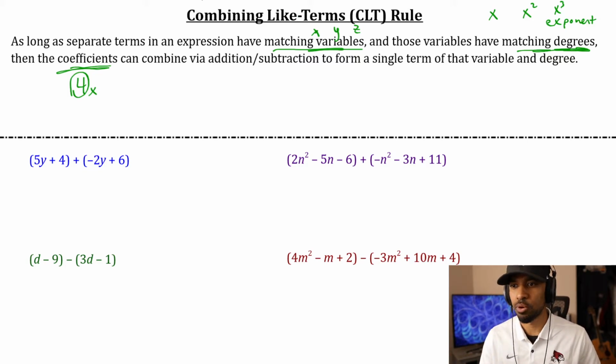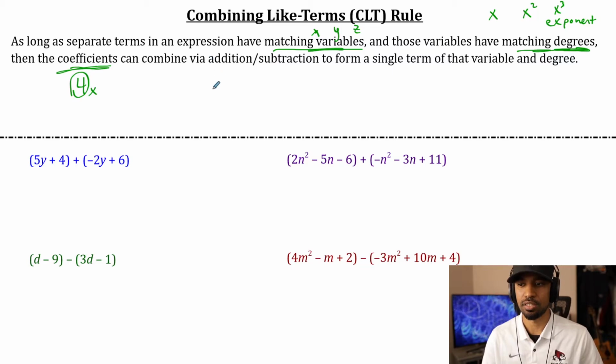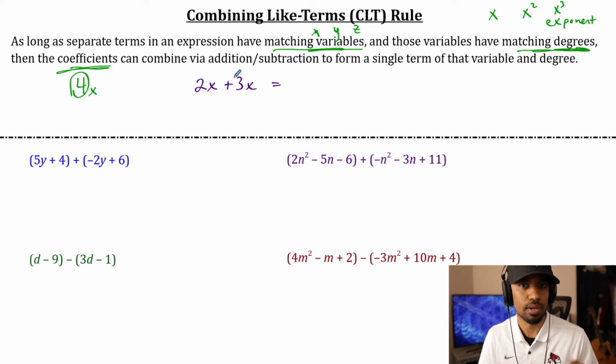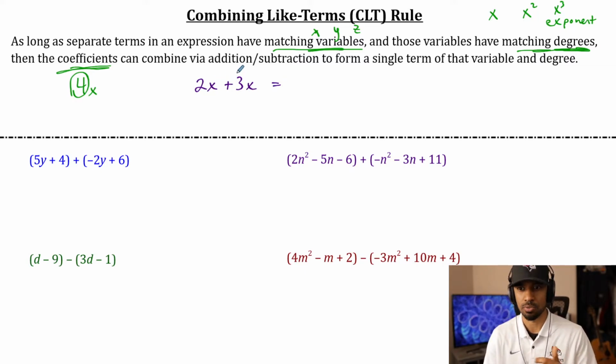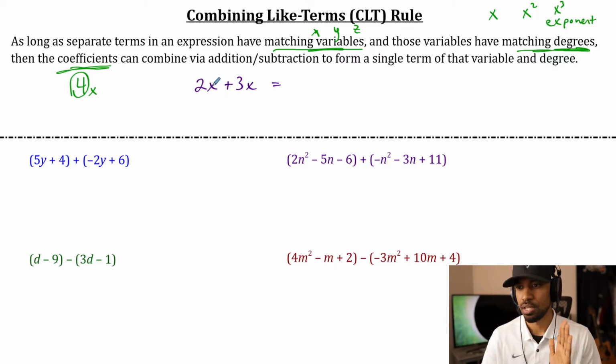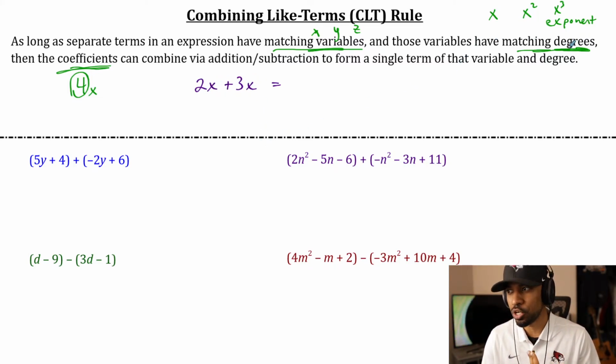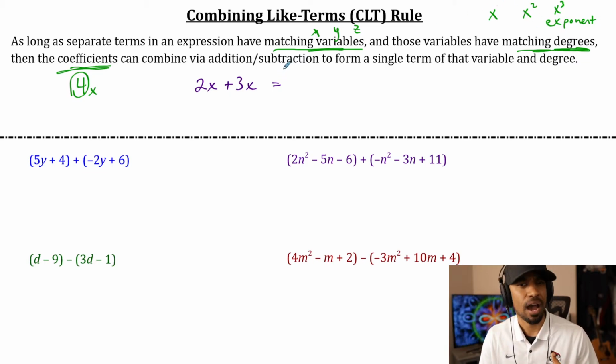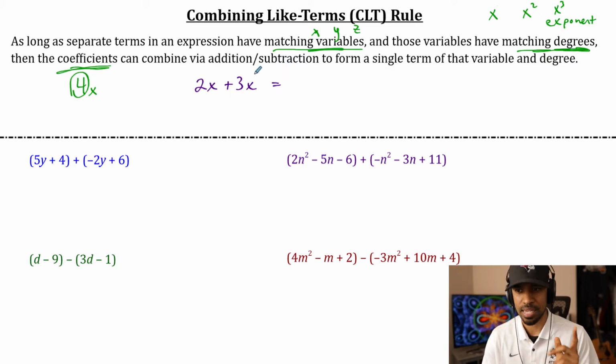So I kind of just broke down a couple really quick examples there, and let's do another one. Let's say I have 2x plus 3x right here. Let's see if this makes sense, and can we combine like terms, and if so, what does it mean? Do we have matching variables in this expression? Yes, both have x. Are they matching degree? Well, they're both to the first power. You don't really see it, but they're to the first power, so yes, they match in degree.